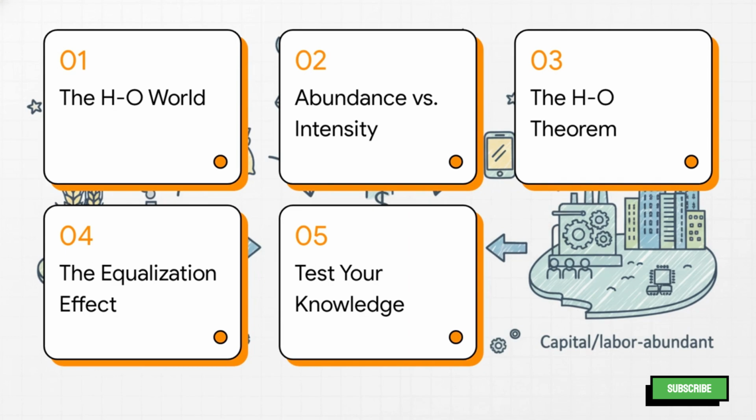Okay, so here's the game plan for today. First, we're going to step into the simplified HO world the model is built on. Then we'll get into its two core concepts, abundance versus intensity. After that, we'll see how those two ideas snap together to create the main theorem, and a pretty surprising consequence. And finally, we'll put your new knowledge to the test.